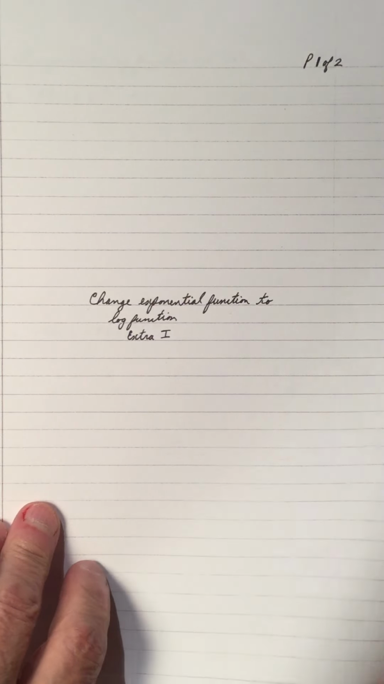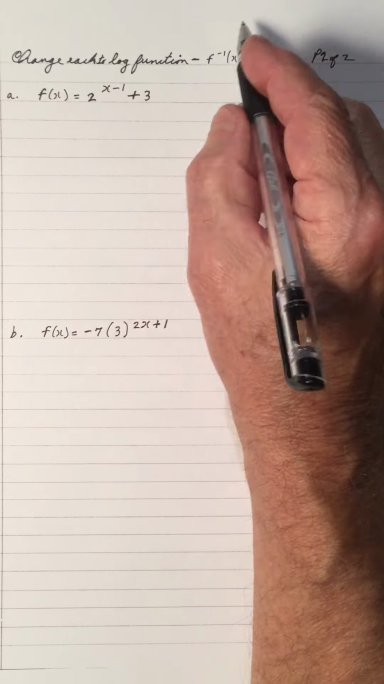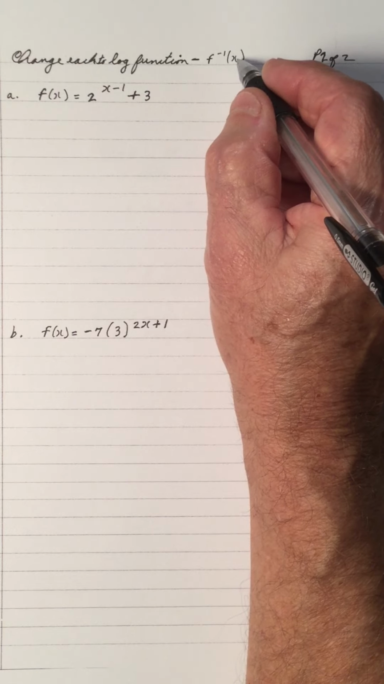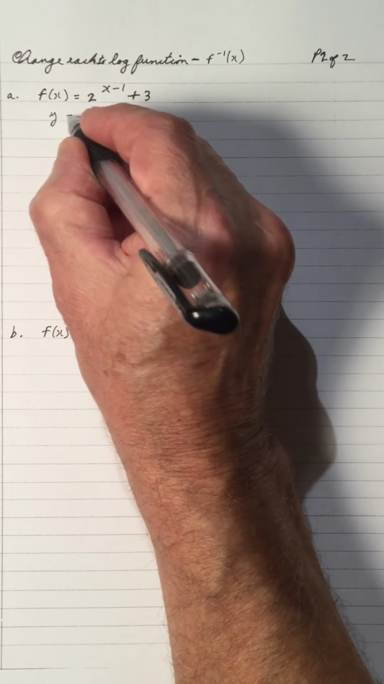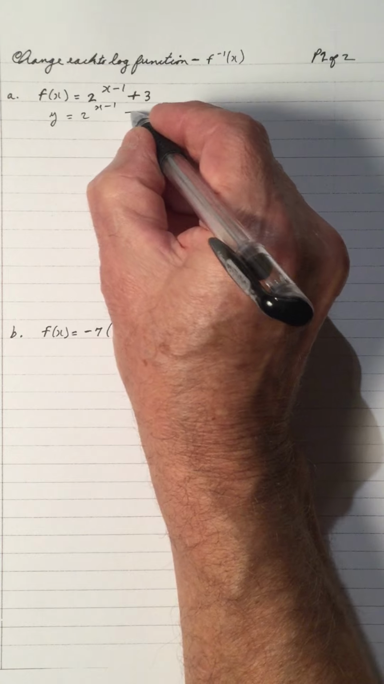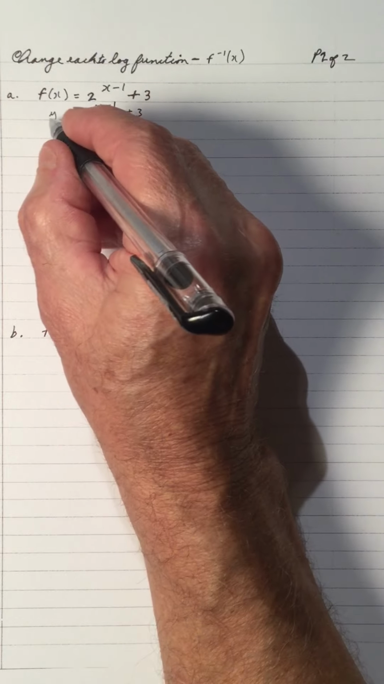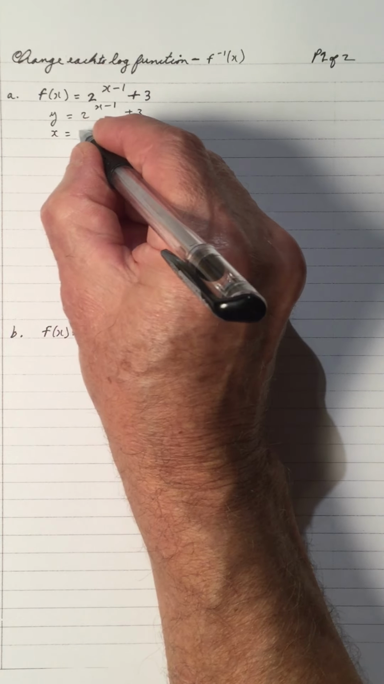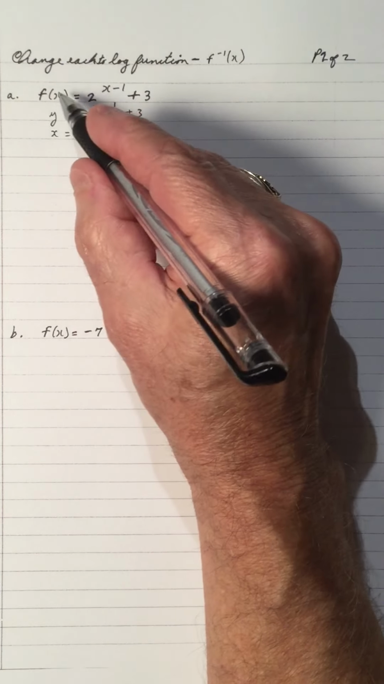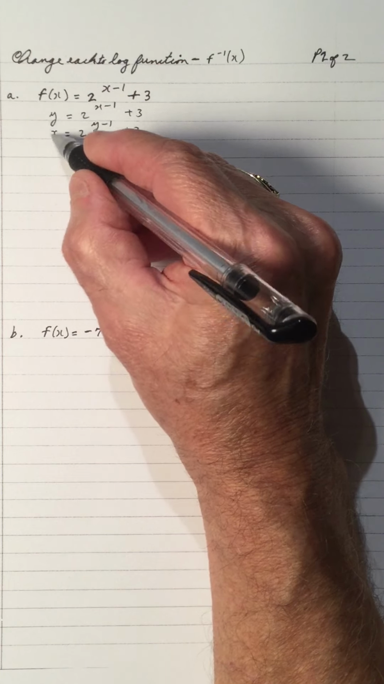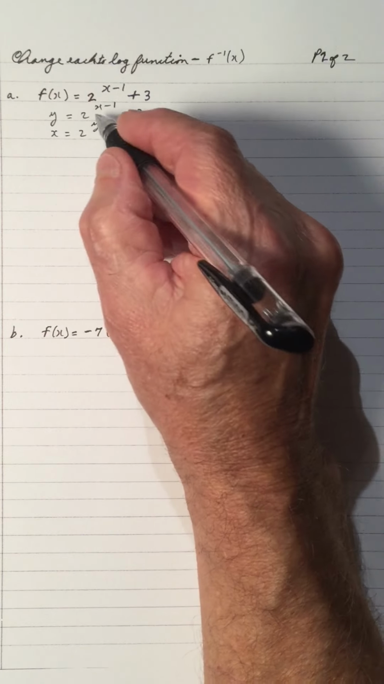So let's change the exponential function to a log function. Change each to a log function. In other words, we're trying to find f to the negative 1 of x. So the first step we do, we change the f of x to a y. When we change the f of x to a y, we interchange the y to an x and an x to a y, because there's a reflection in the line y equals x. So y is x, x is y.